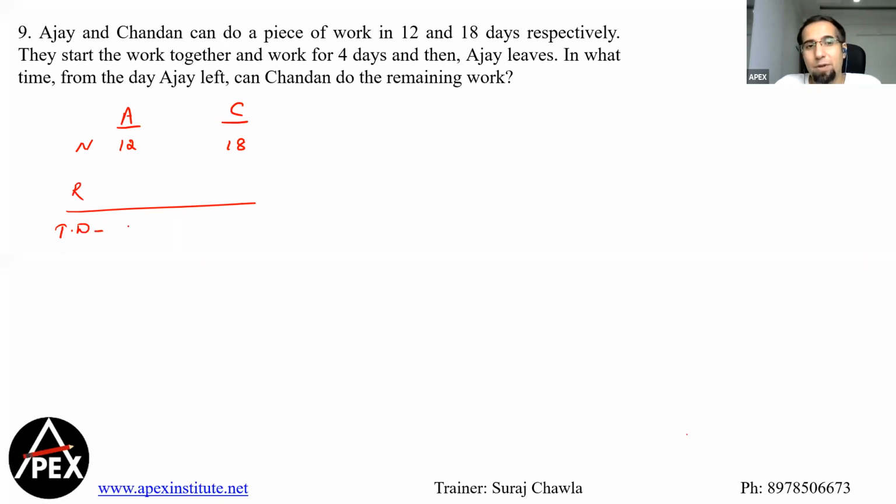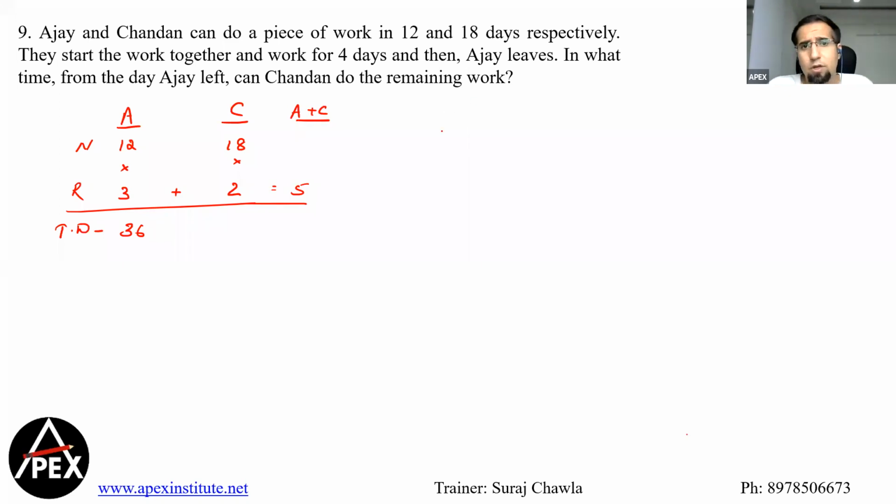So 12 and 18, that means the LCM becomes 36. Clear? Now 12 into how much is 36? 3. 18 into how much is 36? 2. 3 plus 2 is how much? 5. Is this point clear with all of us?